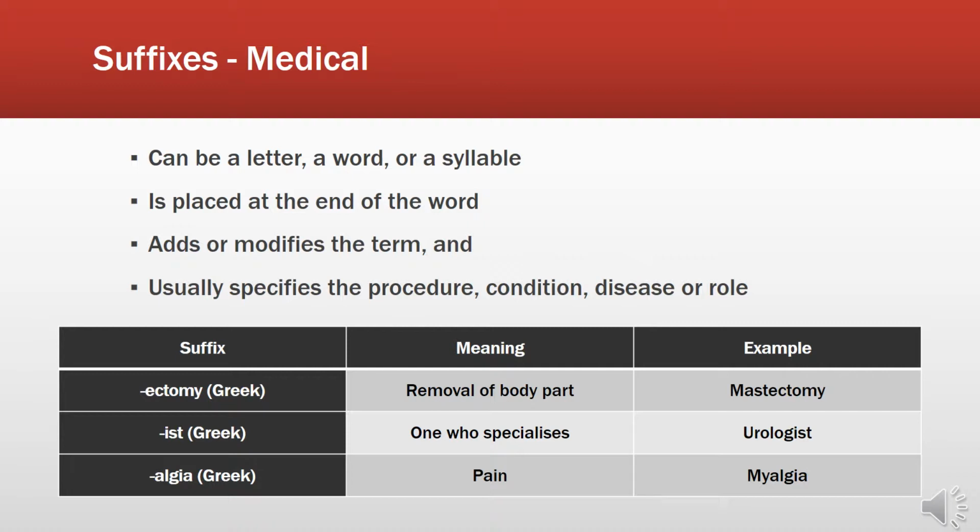Ectomy added to the end of a root word means we're removing something. Masto, meaning breast, ectomy, to remove it, mastectomy. Ist at the end of the root word tells us we're talking about a specialist. The urologist is a specialist in the urinary tract. Uro is Latin for urine. Urologist.